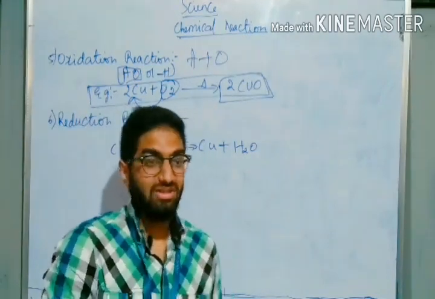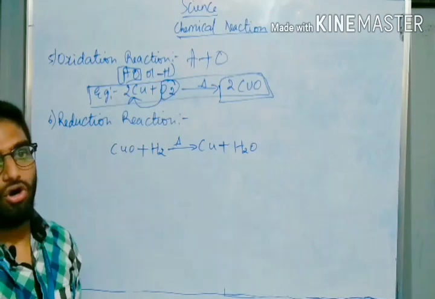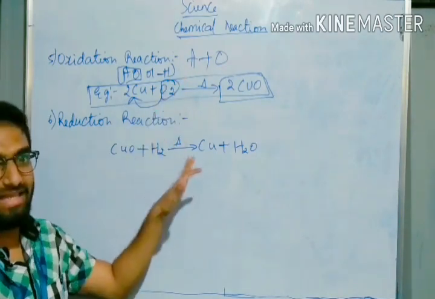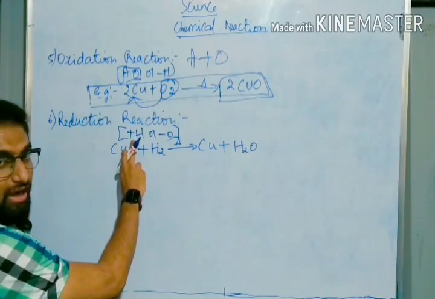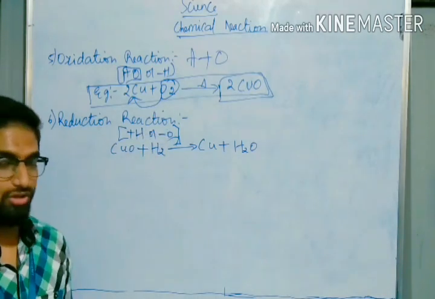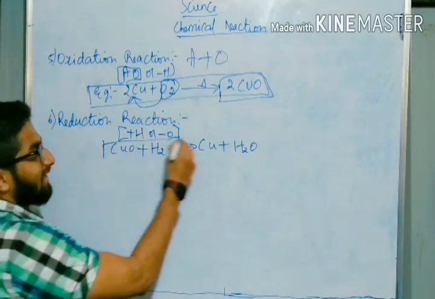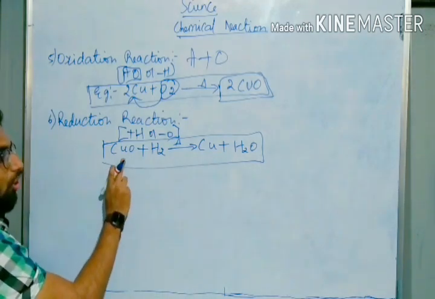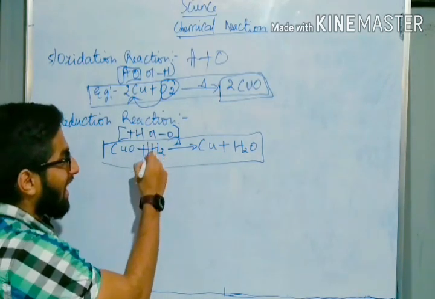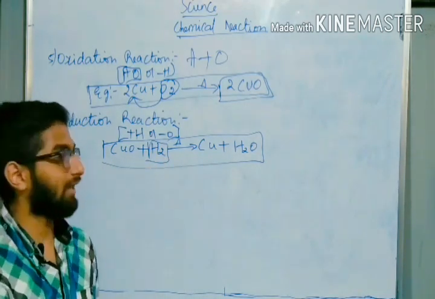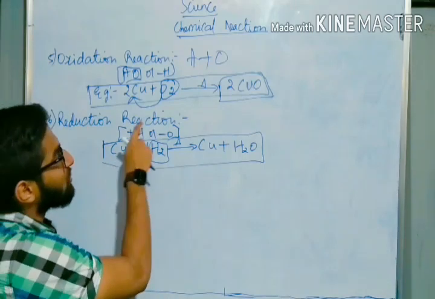Now, how is reduction related to oxidation? It's exactly the opposite. Addition of hydrogen or removal of oxygen. Let's take an example. Copper oxide plus hydrogen. You are adding hydrogen. So this is your reduction reaction.